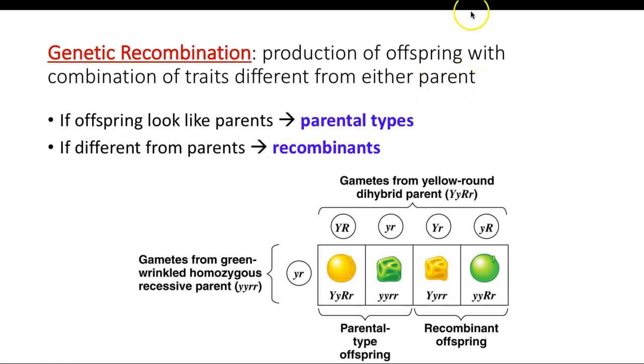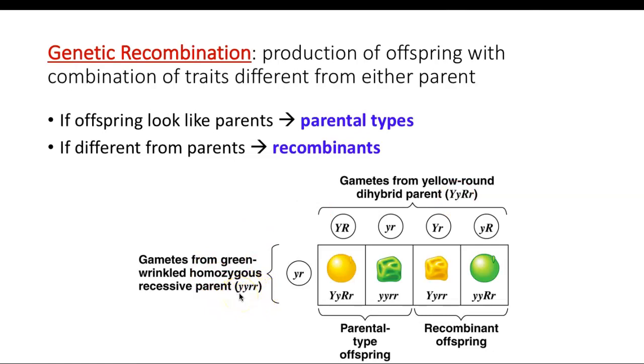All right, so we need to understand the words parental type and recombinants. If you have a parent that has a certain genotype and the offspring has that exact same genotype, well, that's considered a parental type. A recombinant will have one allele from one parent and one allele from another parent. So if you look at this right here, this is parent one, heterozygous for yellow round. Here's parent two, see where my cursor is, homozygous recessive for green wrinkled.